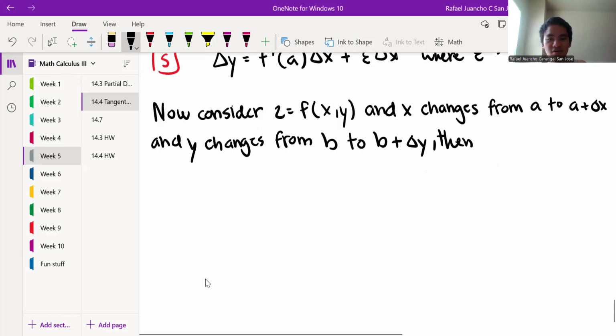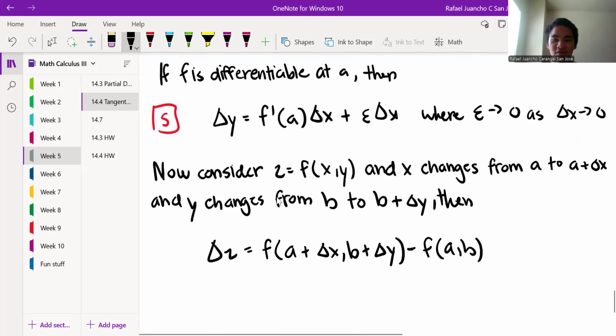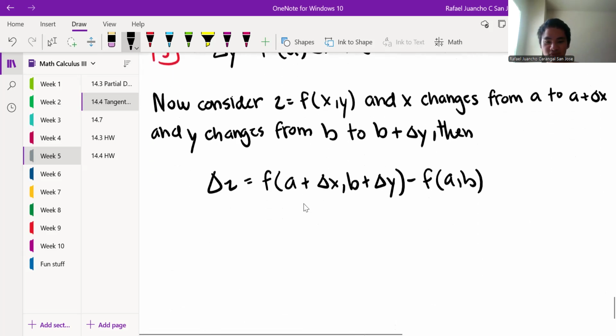Then we have the following. We have our increment of z, which is that function where we change our x, as well as when we change our y, minus f of a, b. So here now we're just considering the other idea, right? Now we're changing two things, not just one. Then we can also use that epsilon idea.